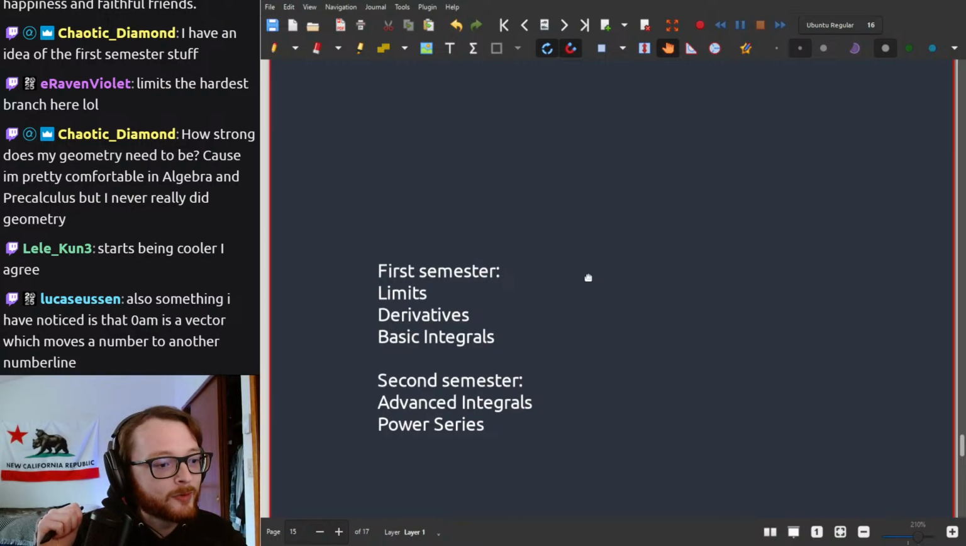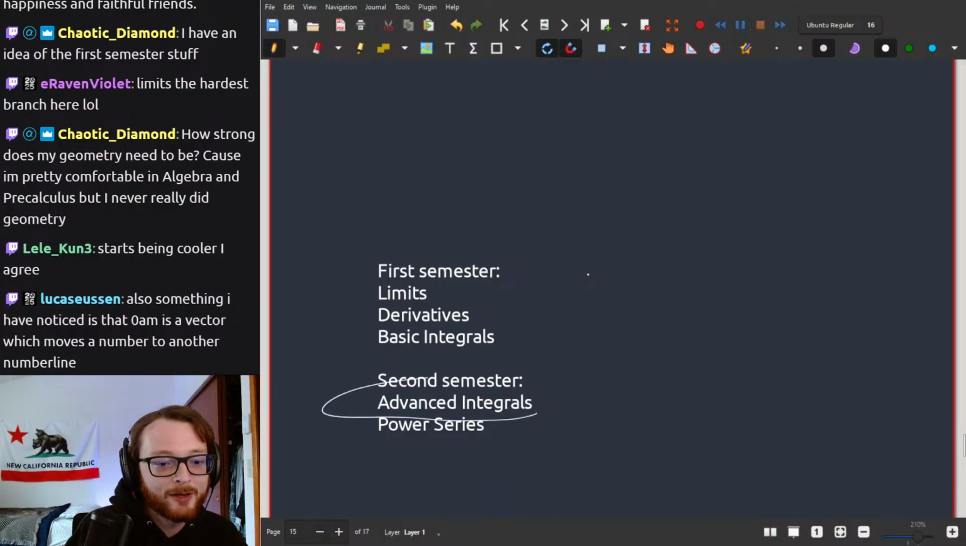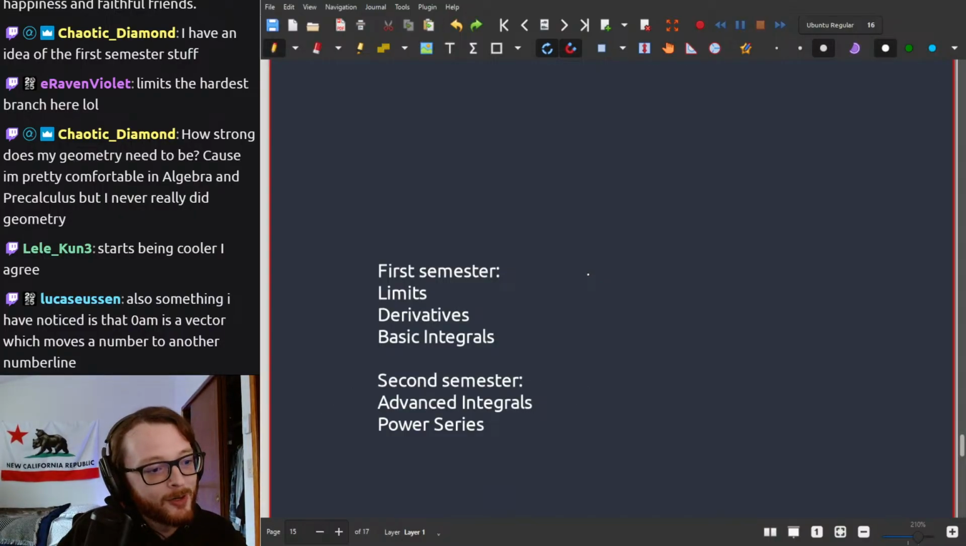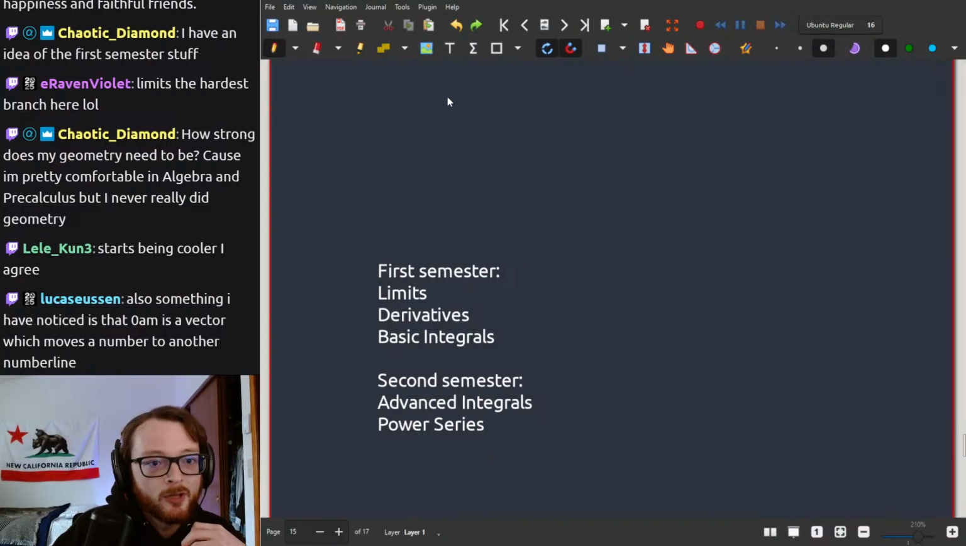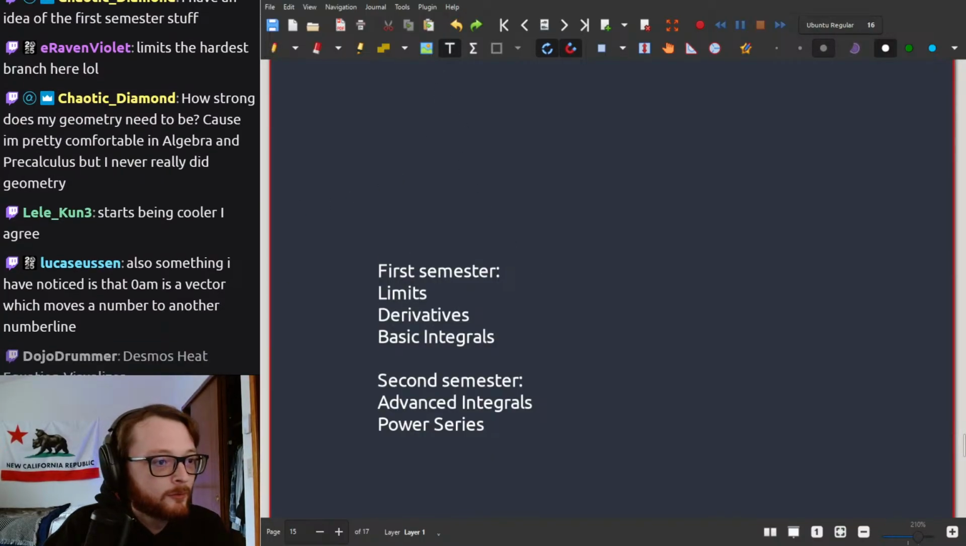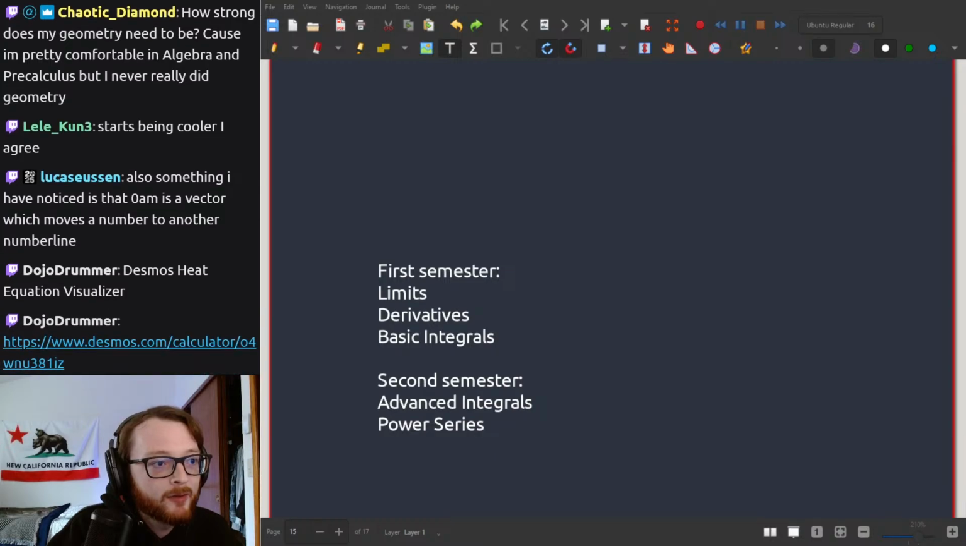You have an idea of the first semester stuff? Limits the hardest branch here. Usually, it's the integrals that I feel like students find the hardest, but the limits aren't easy either. How strong does my geometry need to be? Because I'm pretty comfortable in algebra and pre-calc. Never really did geometry. You don't need much for your typical calculus class. There's one or two parts where you need something, but no, you don't need anything advanced. Just basic, like the area of a rectangle is base times height, or length times width. Past that, you don't really need much.